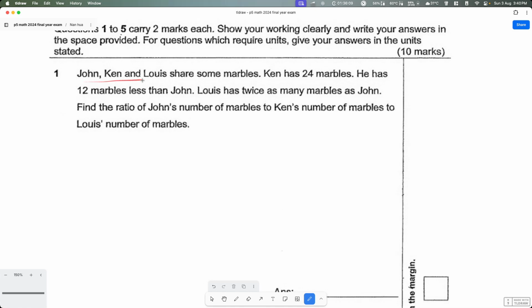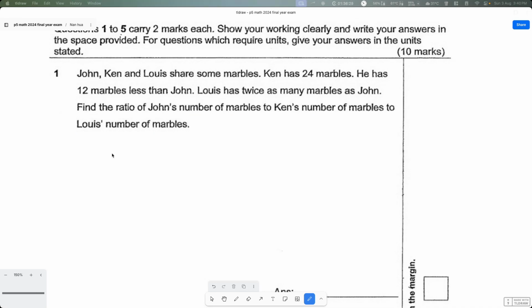Question 1. John, Ken, and Louis share some marbles. Ken has 24 marbles. He has 12 marbles less than John. Louis has twice as many marbles as John. Find the ratio of John's number of marbles to Ken's number of marbles to Louis' number of marbles.